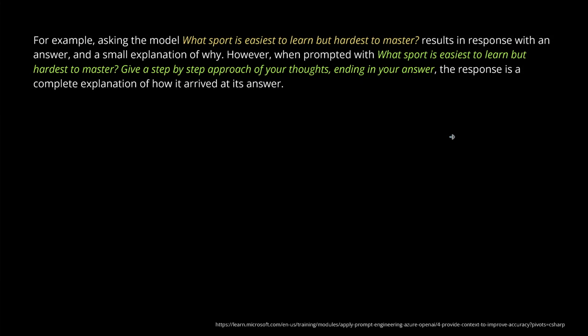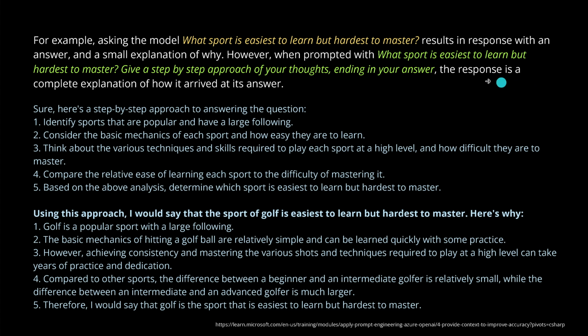Great. I'll give you an example. If you say, hey, what sport is easiest to learn but hardest to master? You will get a simple answer. But if you prompt it a little bit more intelligently, and you say, hey, what sport is easiest to learn but hardest to master? Give a step-by-step approach of your thoughts, ending in your definitive answer, you get a better return. You know why? Because in the first part, you have here the step-by-step approach, how the AI encounters these problems. Identify the sports, consider the basic mechanisms, think about the various techniques and skills, compare the ease of learning, and then based on this, it gives you an answer. Now the answer is using this approach, and it goes through the steps.